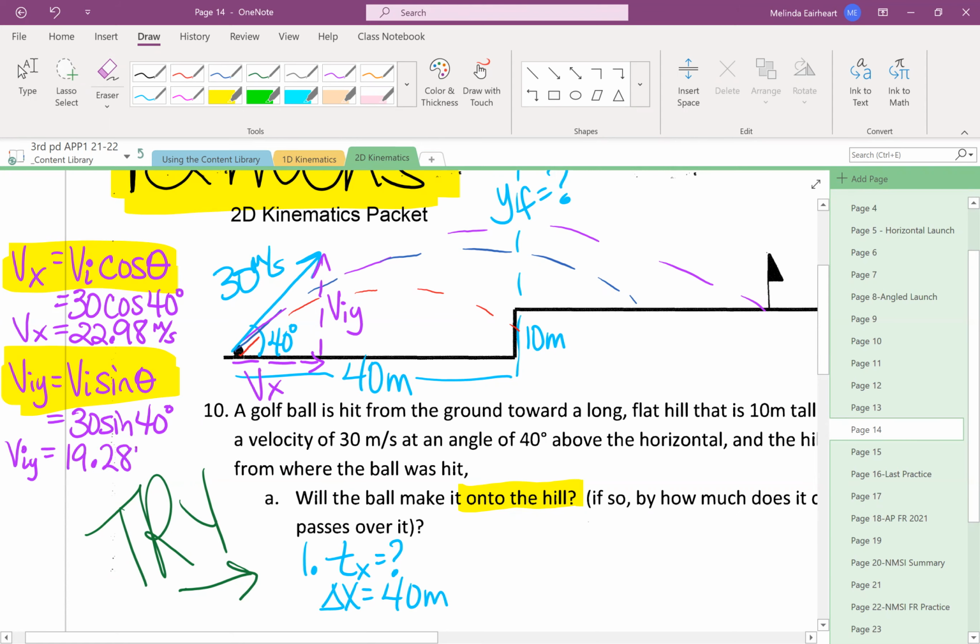19.28. So we're done with 30 meters per second. Done. This is not going to be a symmetrical problem. And so even if they asked for impact speed later on, the impact speed that it makes going into the hole, it's not going to be 30, right?